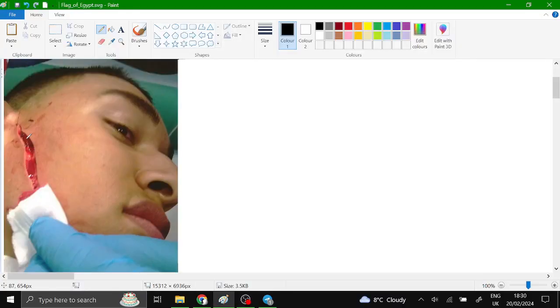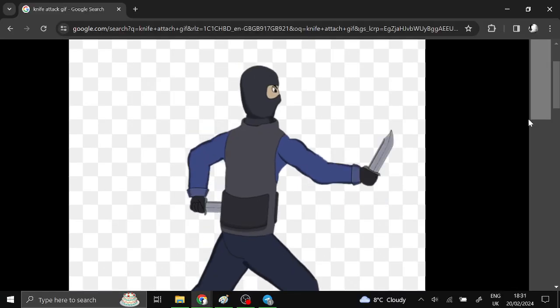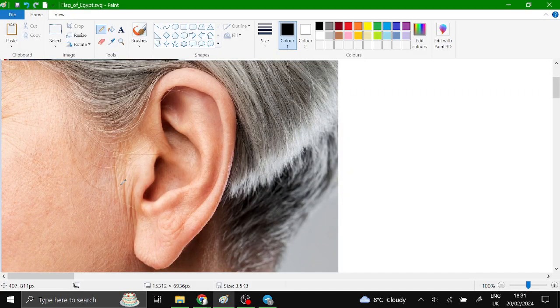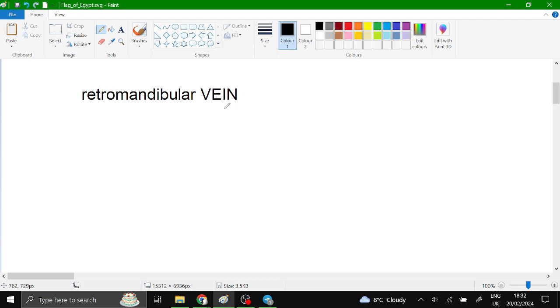So we have a patient who got a knife wound. The knife wound cuts the skin deeply in front of the tragus. So this is the tragus. In front of the tragus there is a deep wound and the patient is heavily bleeding. Which is the vein that the patient is bleeding from? The answer is retromandibular vein.